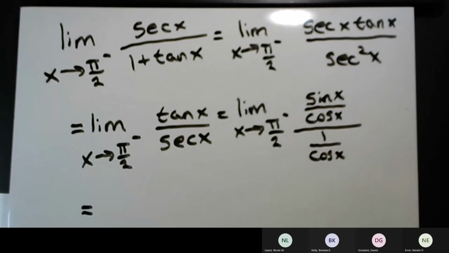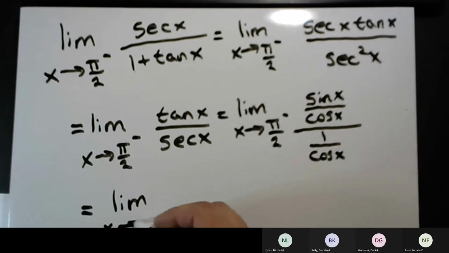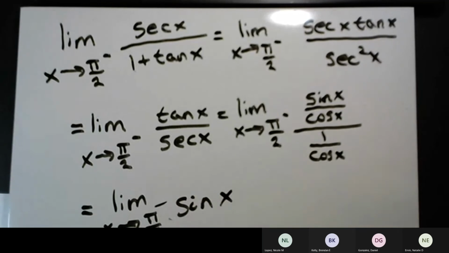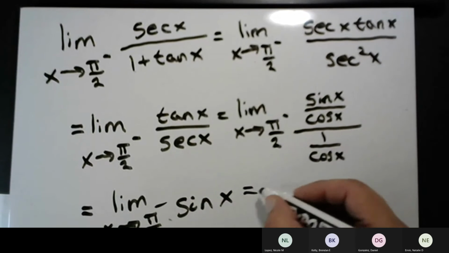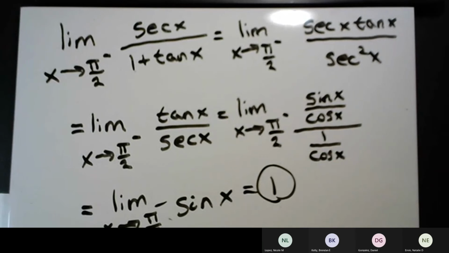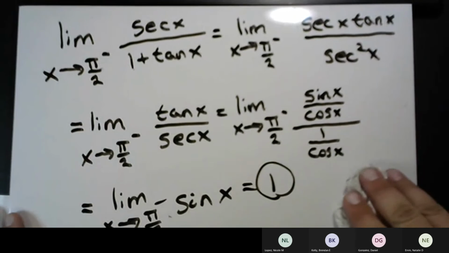And this will simplify down to the limit as x approaches pi over 2 from the left of the sine of x. And so this is equal to 1. So all right, there we go. But we've only looked at one of the limits here. So let's take a look at the other side. We've approached from the left. Let's approach from the right.